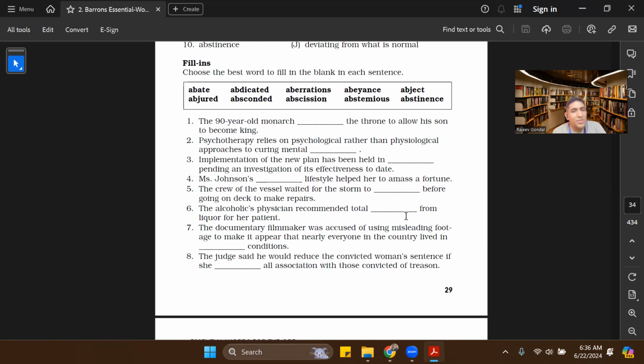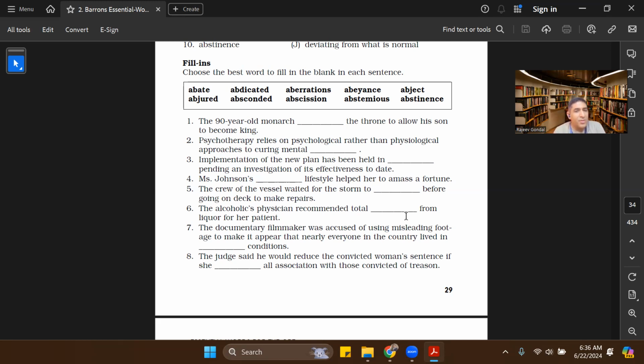The alcoholic's physician recommended total dash from liquor. Total dash from liquor means not taking it at all. So the word was abstinence, not indulging in pleasures. Total abstinence from liquor. The documentary filmmaker was accused of using misleading footage to make it appear that nearly everyone in the country lived in bad conditions. So bad is abject conditions, remember?